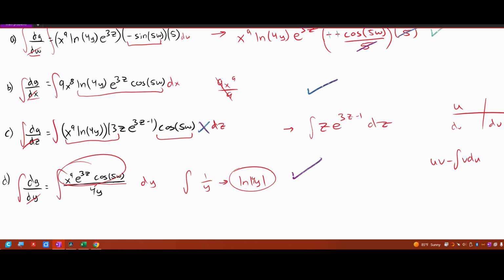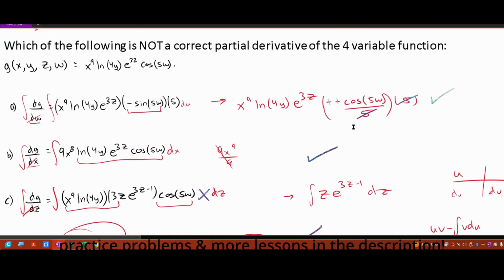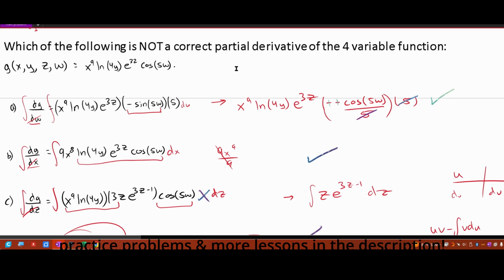But since this is a multiple choice question, we're not going to do that here. You would see that you would not get a correct partial derivative. So that's how you could rule that out, and that's how we would look at this problem.